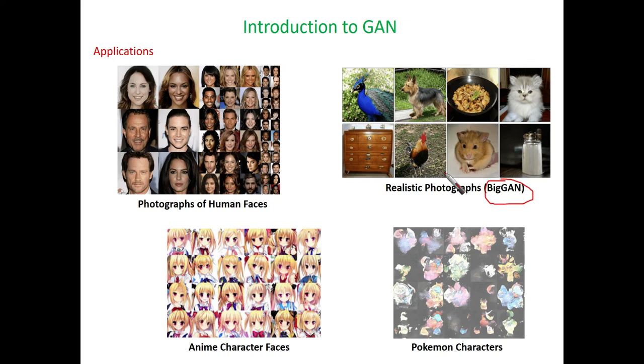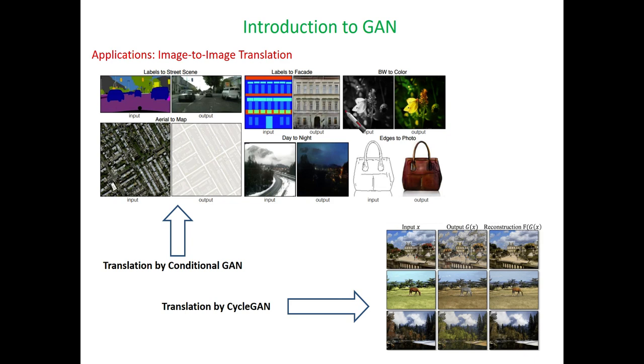And as we explained, with the help of this kind of enemy characters, we can generate these. And inspired by this kind of work, even Pokemon characters have been generated by some other researchers. And this kind of image to image translation we can also do using GAN. For example, if you just give this kind of image, it's called a conditional GAN.